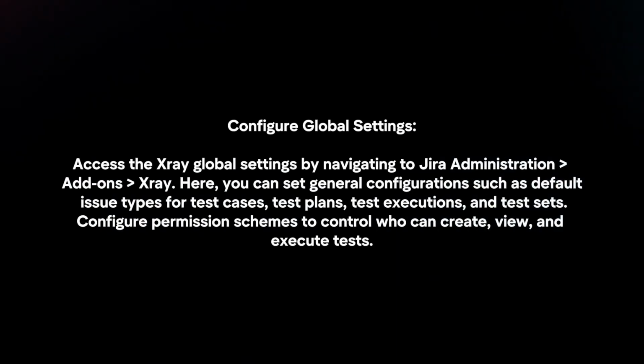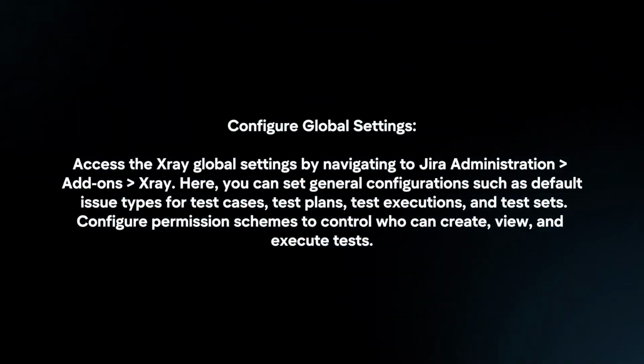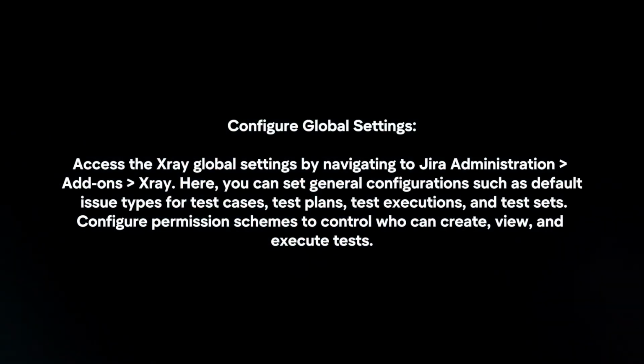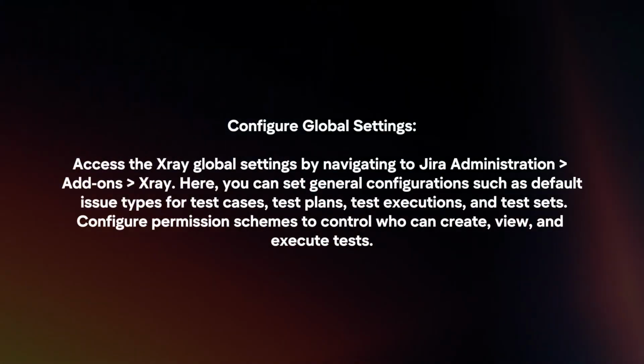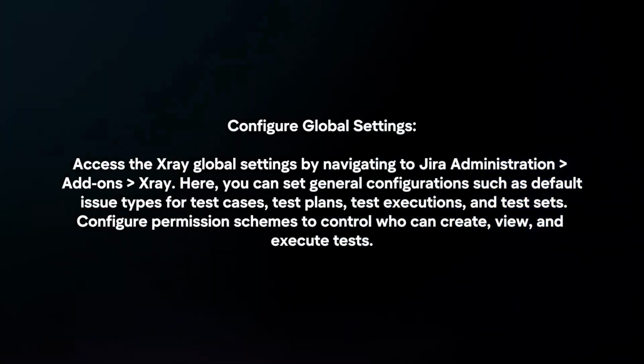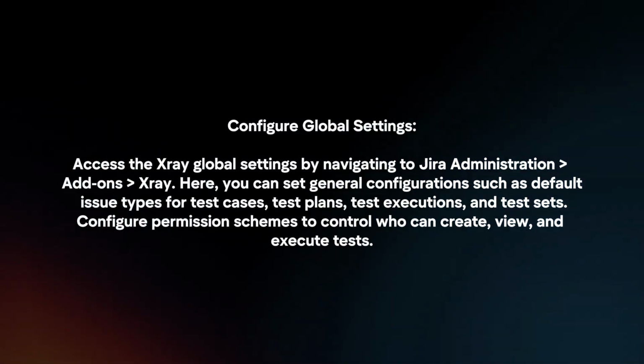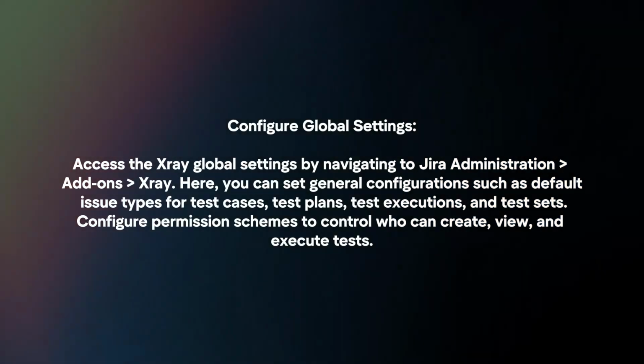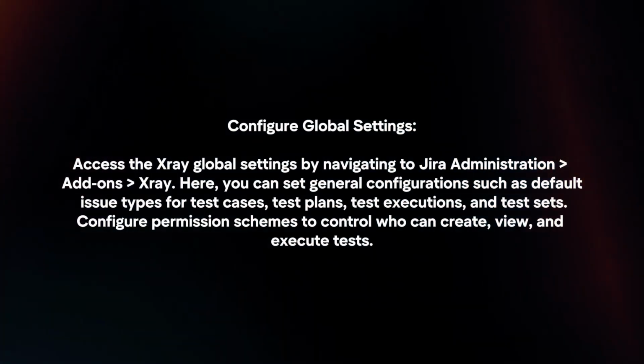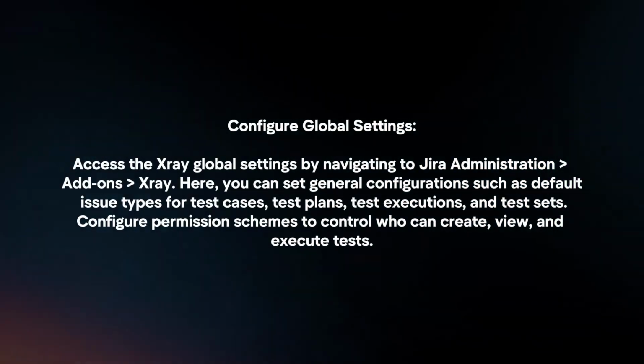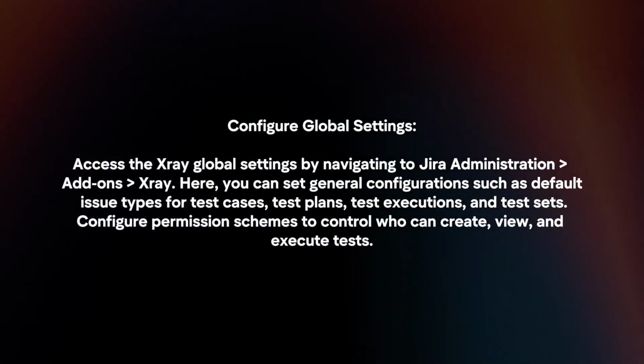Configure global settings. Access the Xray global settings by navigating to Jira Administration, Add-ons, Xray. Here, you can set general configurations such as default issue types for test cases, test plans, test executions, and test sets. Configure permission schemes to control who can create, view, and execute tests.